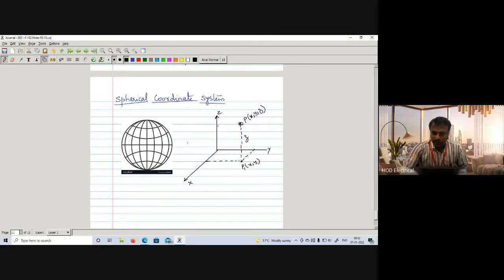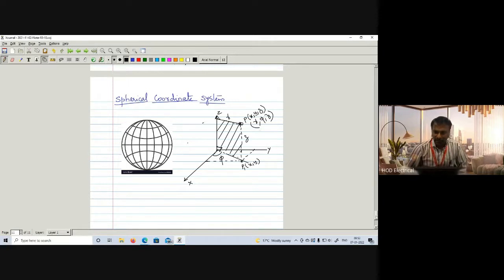Then we came to know the cylindrical coordinate system. We take this radius in the xy plane, perpendicular to this axis, so this is the radius of the cylinder we have taken. Then we considered one plane, and this plane has an angle of inclination phi with respect to x. So we represented the point as r, phi and z. Like that we derived and converted.